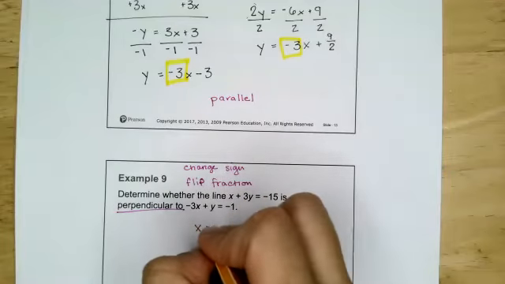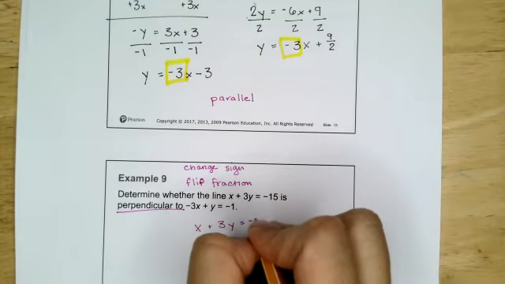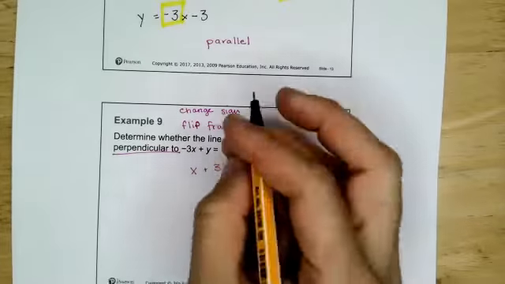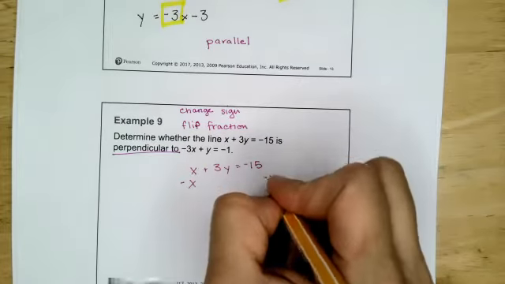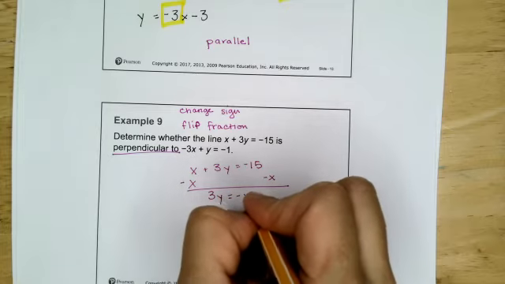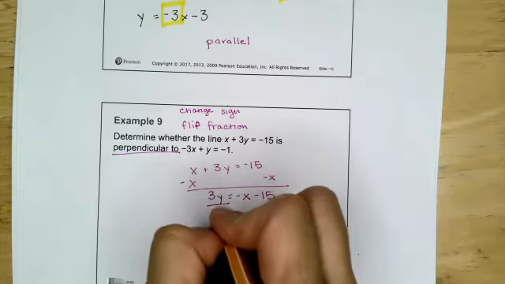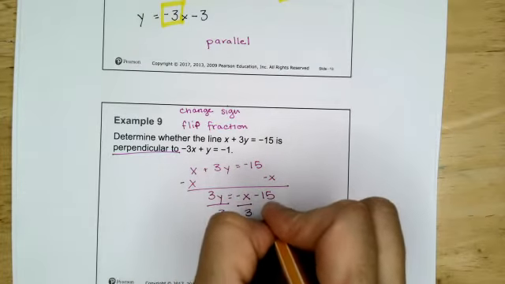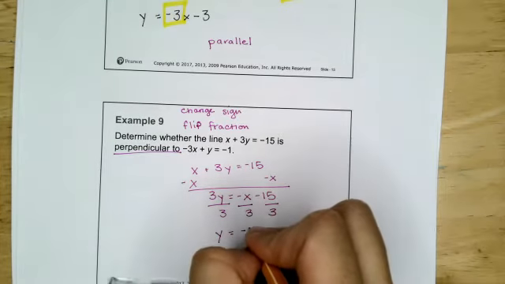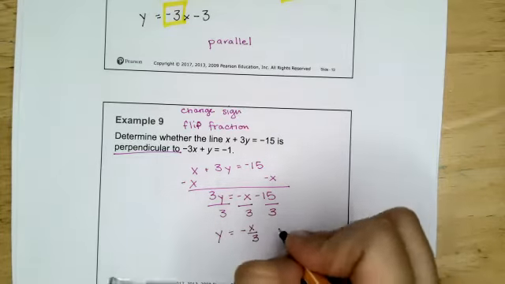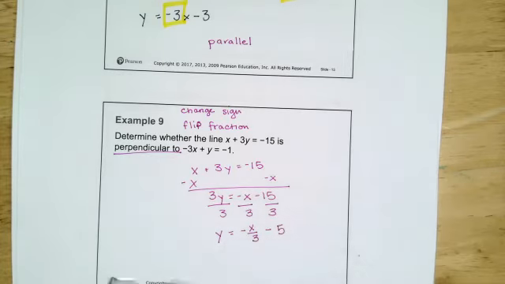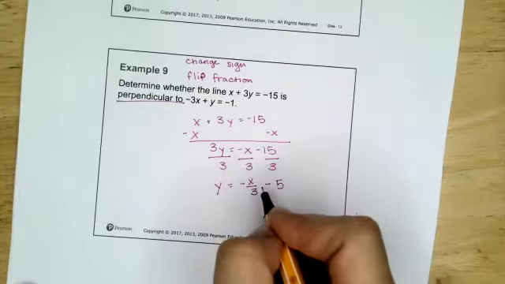Good. So x plus 3y equals -15 is our first one. We're going to subtract x from both sides. Now you have 3y equals -x minus 15. Divide by 3 to get y alone. So now I have y equals -x/3 minus 5. Remember, there's an easier way to write this if you're trying to see a number in front of x.